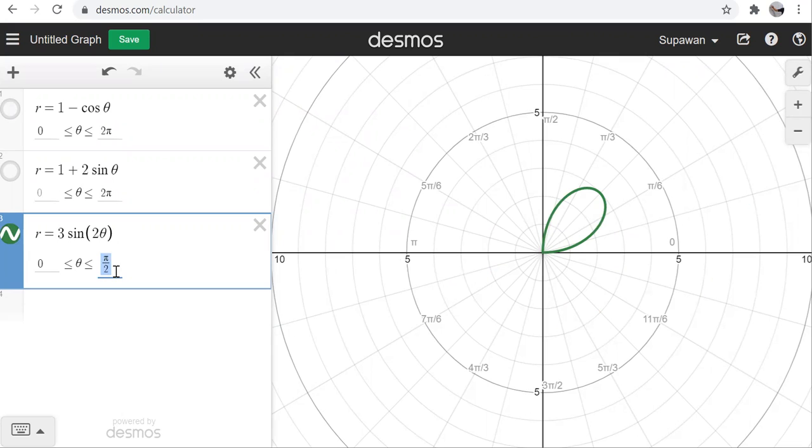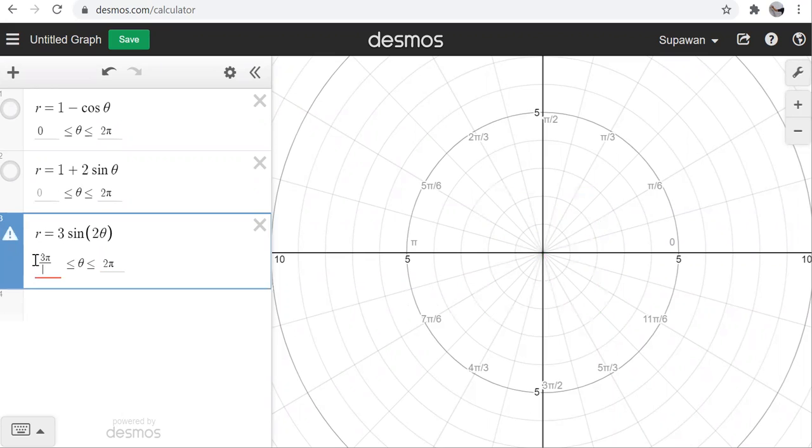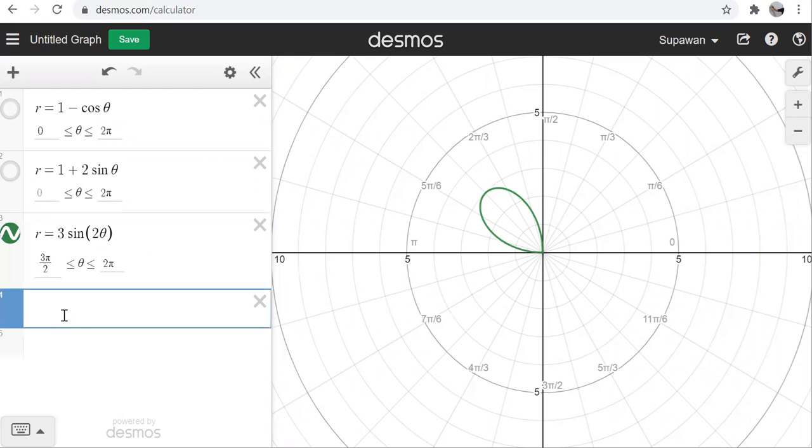Then from 0 to pi, another leaf is added on top of it, but it appears on the right side of the plane. From 0 to 3 pi over 2, add another leaf or another petal. And next for the full graph, we have 4 leaves. If you look at one portion, for example, from 3 pi over 2 to 2 pi, you have the leaf that appears in the second quadrant. So you can investigate using the Desmos graph to help you understand better or see the trajectory of the graph of this polar equation.